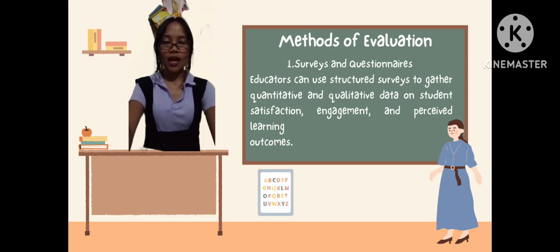For example, a post-unit survey could include rating scales for aspects like instructor clarity, material engagement, and overall learning. It could also include open-ended questions such as what was the most helpful aspect of this unit and what could be improved. Application tips: design surveys carefully, ensure clarity, analyze both quantitative and qualitative data to gain a comprehensive understanding of students' perspectives, and use feedback to inform future teaching strategies, demonstrating responsiveness to students' needs.